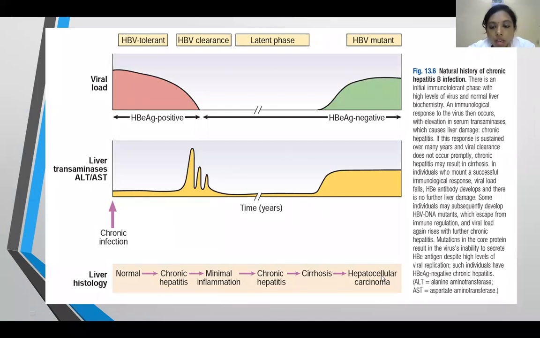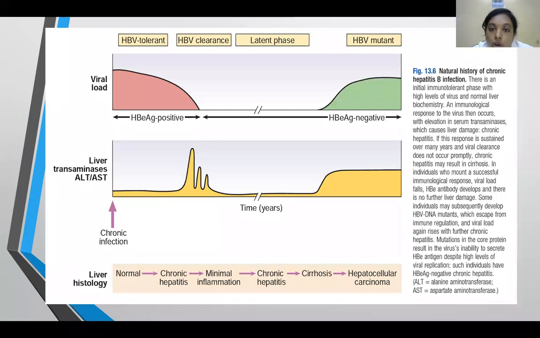Now a different situation is the HBV mutant. Here, what happens subsequently is that the HBV virus is stubborn, and it won't clear from them. So it escapes the overall immune regulation. That is, there won't be any immune response. The viral load again rises with further chronic hepatitis. Then mutations in the core protein result in the virus's inability to secrete HB antigen. So here what happens, this is a special part.